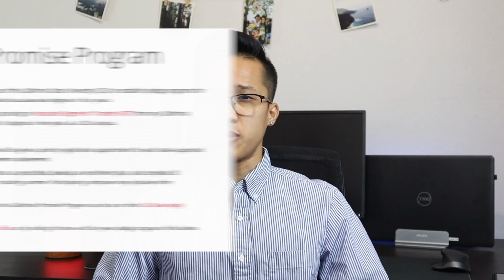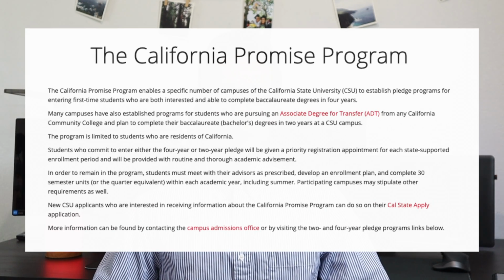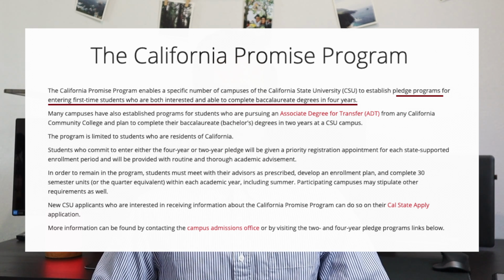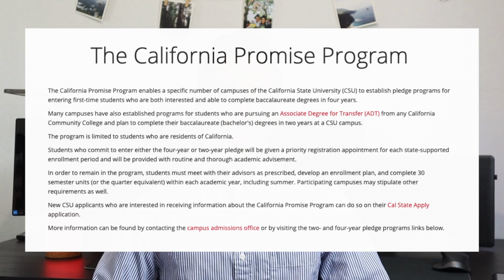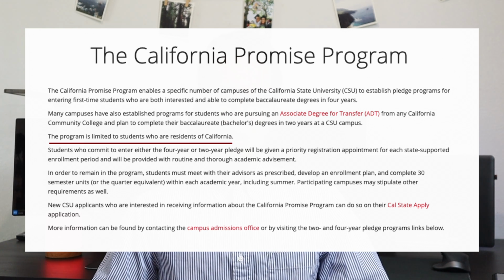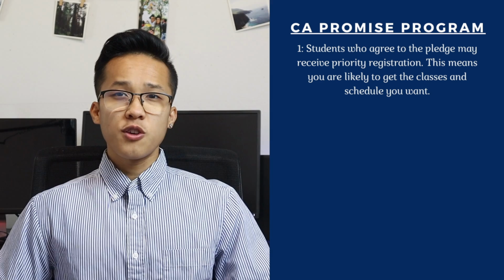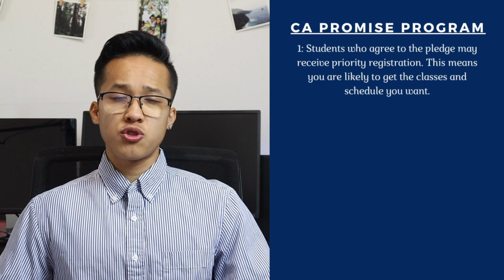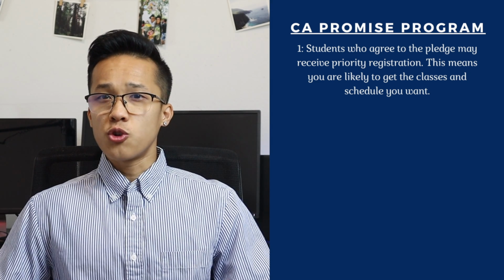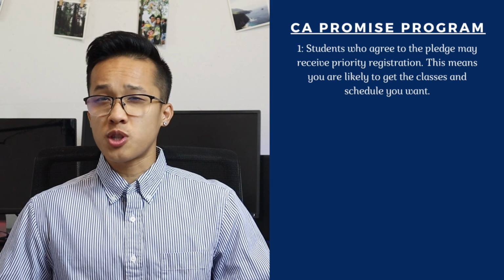The last question in this subsection is related to the California Promise. Essentially, the California Promise is a pledge program for first-time students or freshmen who are interested in graduating in 4 years. Additionally, this program is limited to California residents only. The California Promise is really great in my opinion for a couple of different reasons. The first is that it actually gives you priority registration for some of the semesters or some of the campuses that you apply to, so you'll be able to register for classes before some other students.